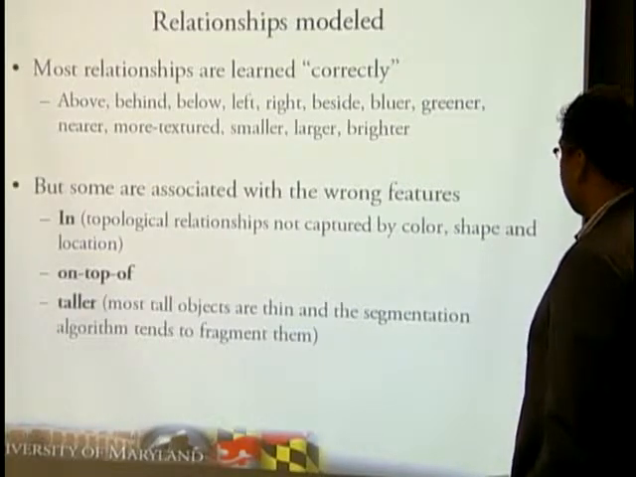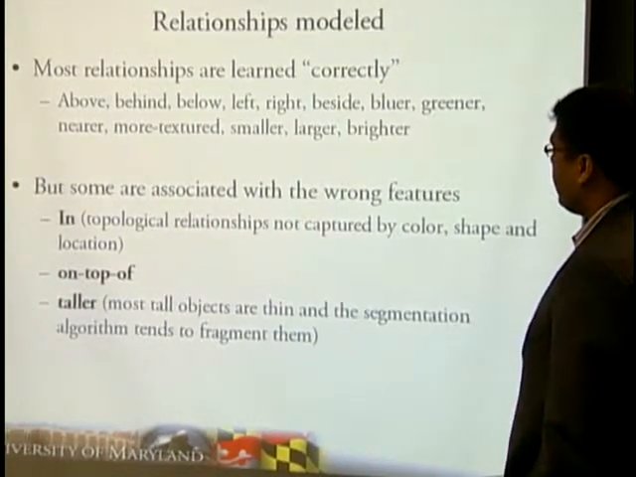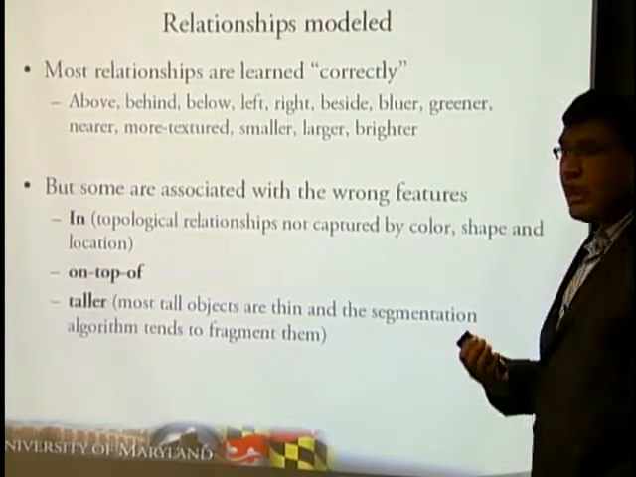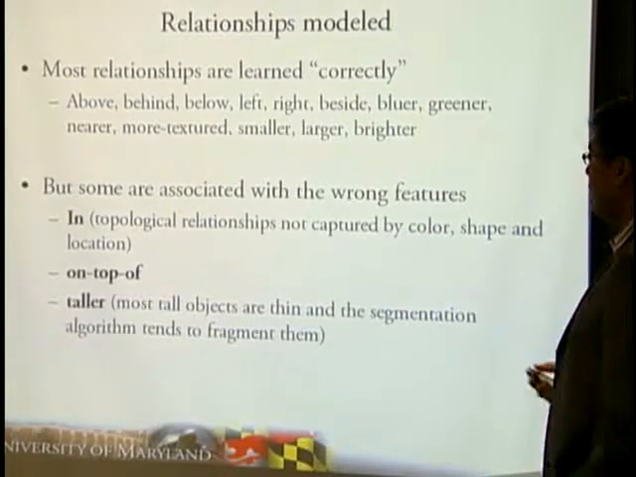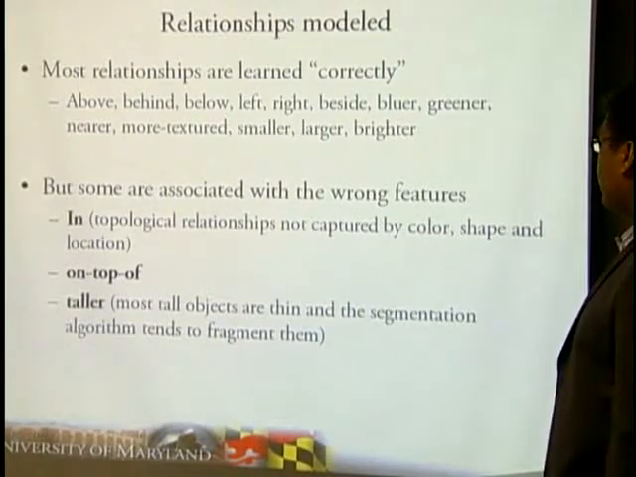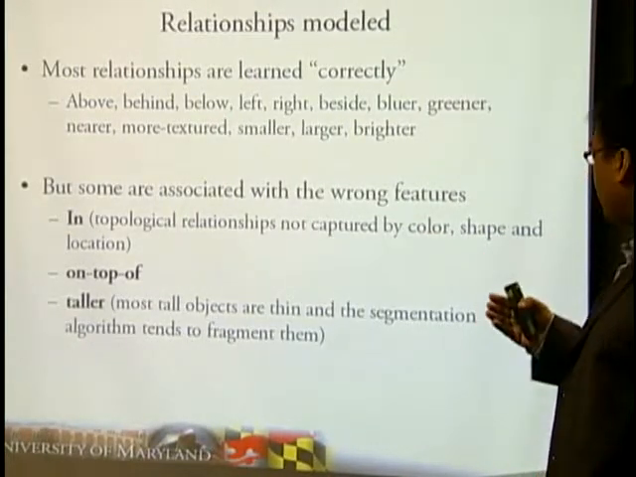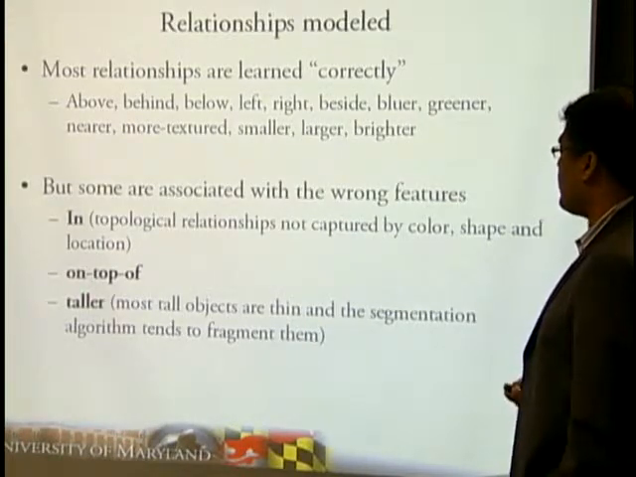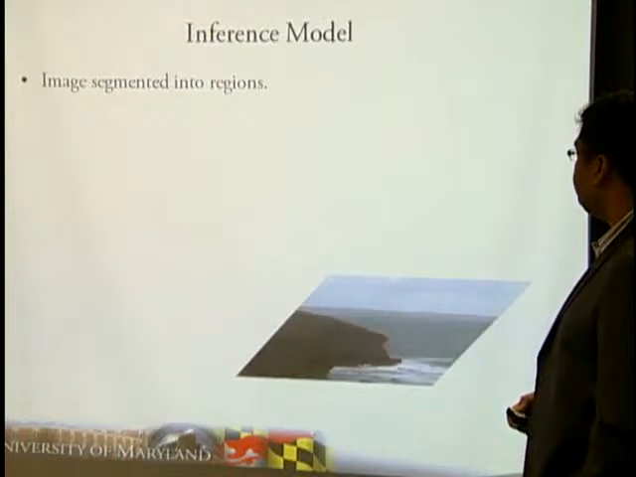Now some of the words were associated with the wrong features. For example, in and on top of are hard to capture by color, shape, and location features. In the case of taller, most of the tall objects are thin and our segmentation algorithm tends to fragment them, and therefore this was also associated with the wrong feature.